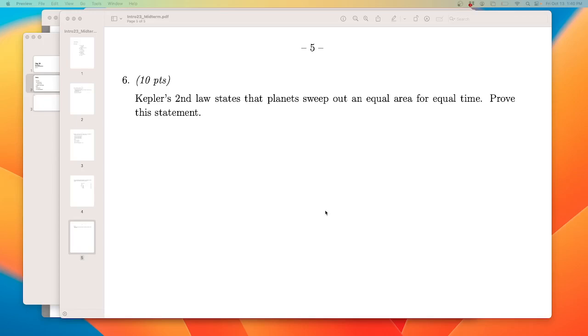So the last one asked you to prove Kepler's second law, that planets sweep out equal area for equal time, and everybody did, I think, pretty well on this one. So I'll go through it uber quick.